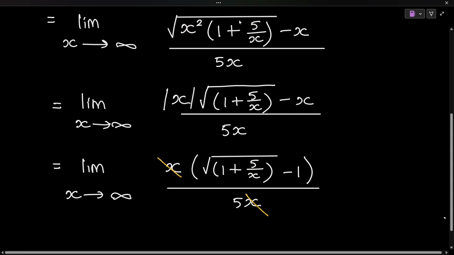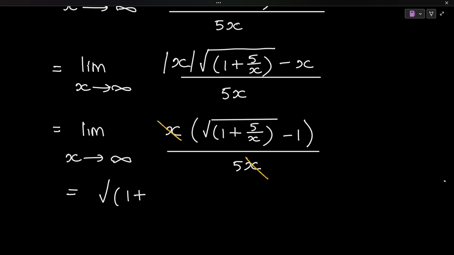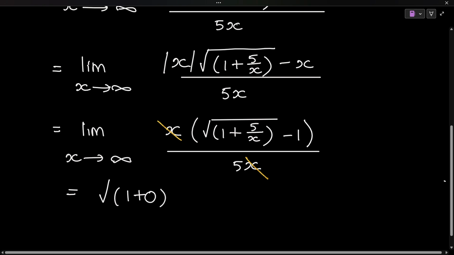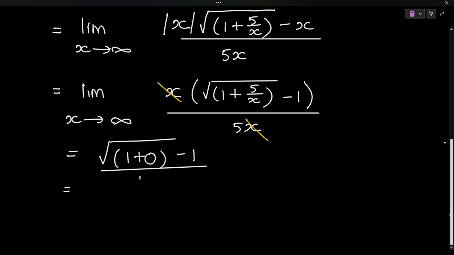Now that we've simplified, we can now make use of the limit. We are making use of the limit, so we don't need to write it. It's going to be the square root of 1 plus, substituting infinity into 5 over x, 5 over infinity is going to be 0, minus 1. Simplifying this, underneath our square root, we are left with 1. And let's not forget the 5 from the denominator.